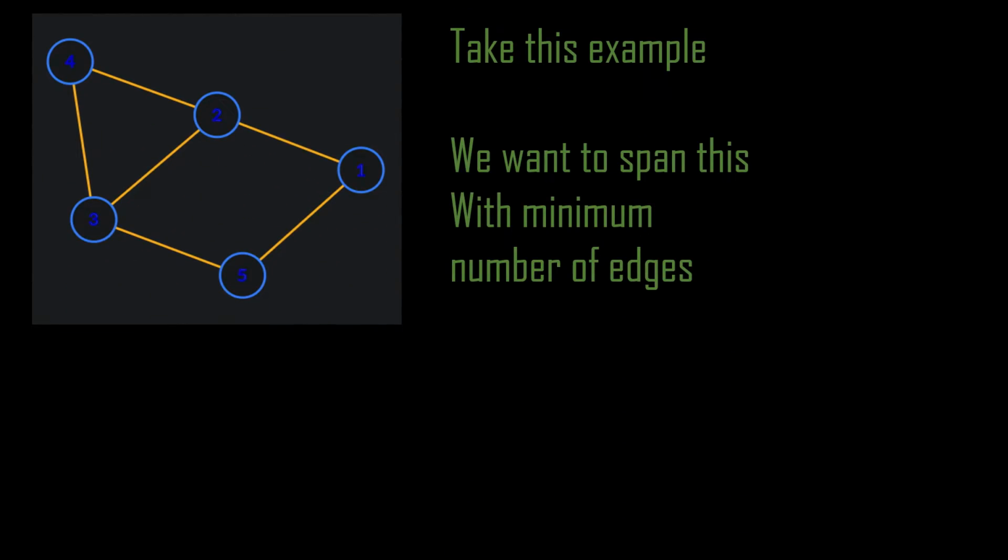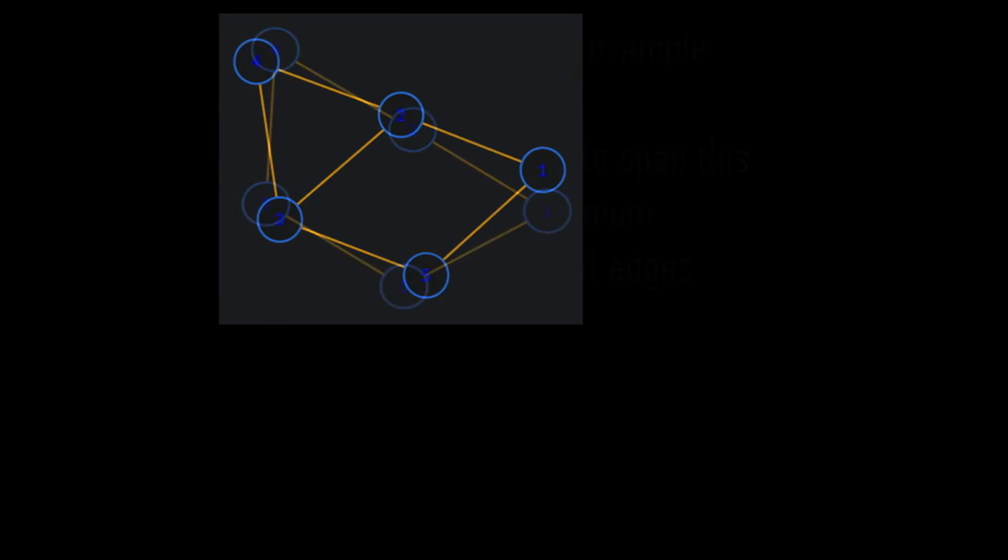Now take this example. We want to span this graph with the minimum number of edges. Basically, we want to span this graph with a spanning tree. We want to find a spanning tree here, and this is fairly simple. I can give you a simple one, let's say 1 to 2, 2 to 4, 4 to 3, 3 to 5. And this is a spanning tree. We found a spanning tree here. But let's say we want to do it a little bit more systematically.